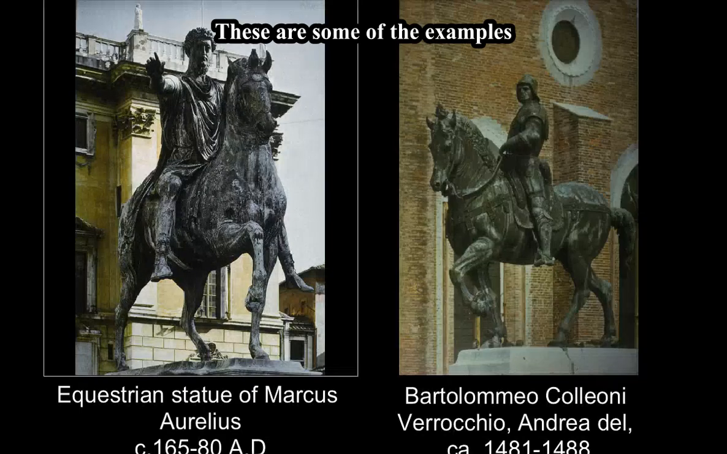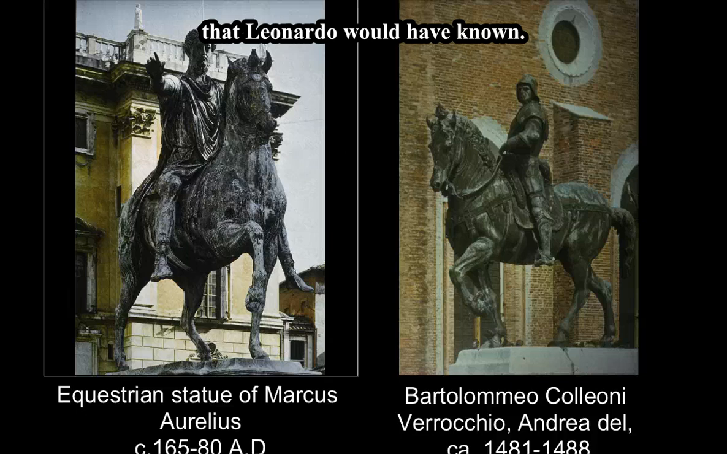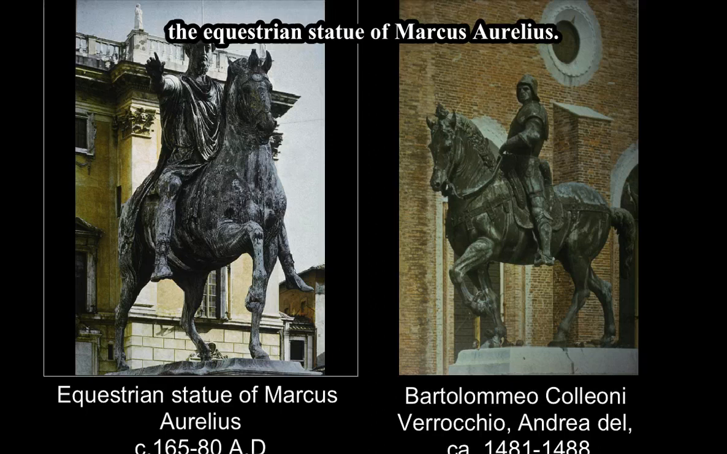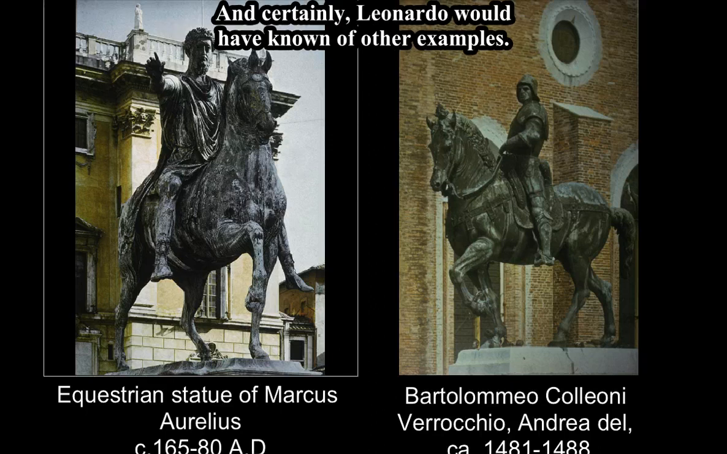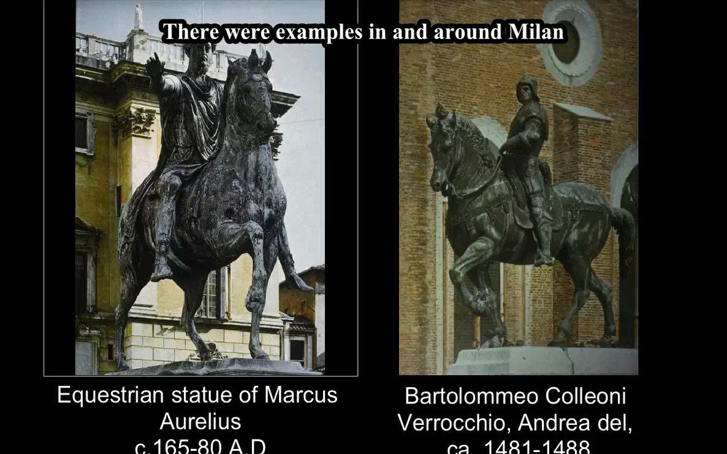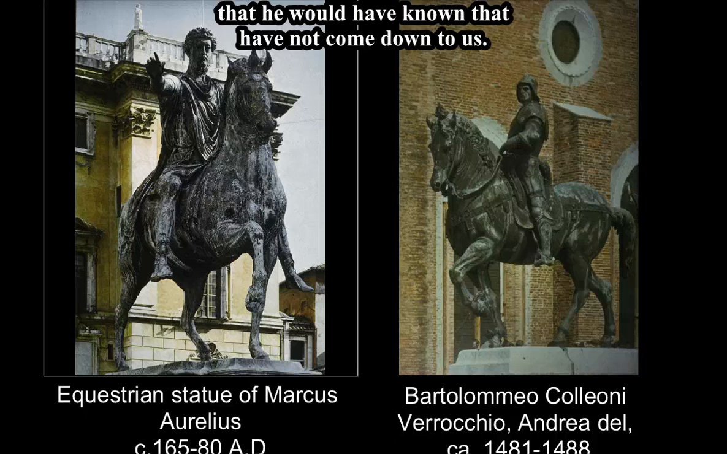These are some of the examples that Leonardo would have known. There's this very famous ancient Roman imperial monument, the equestrian statue of Marcus Aurelius, and certainly Leonardo would have known of other examples. There were examples in and around Milan that he would have known that have not come down to us.